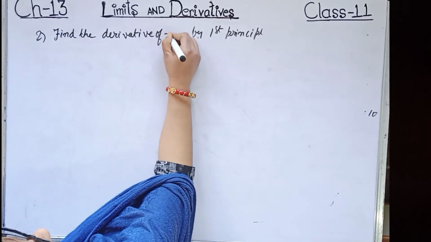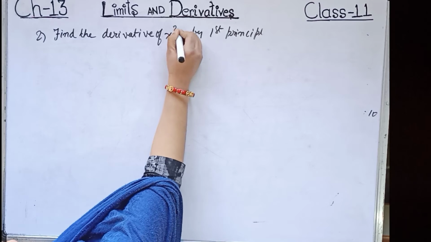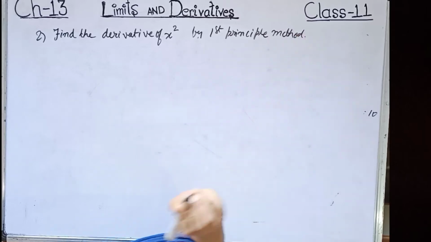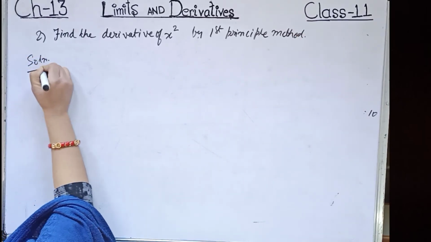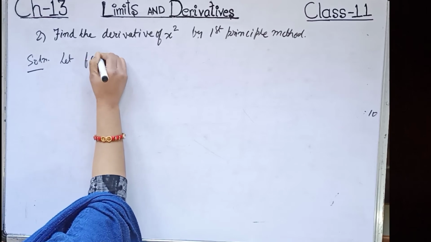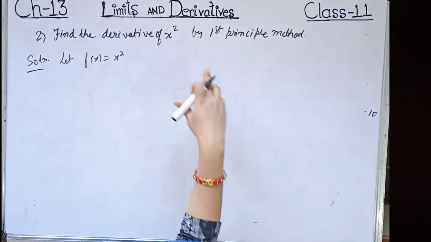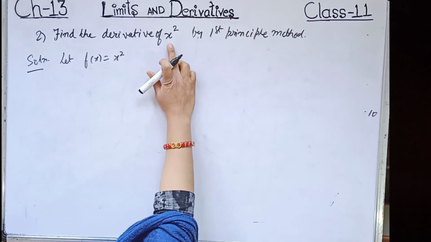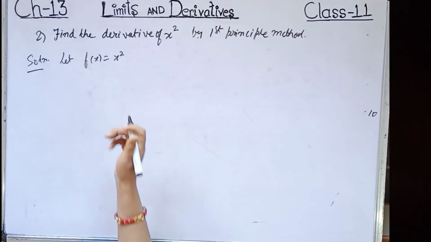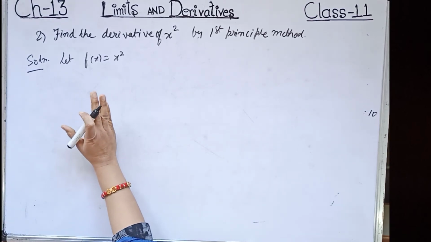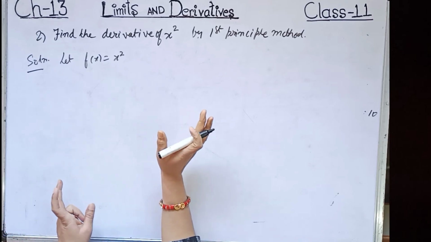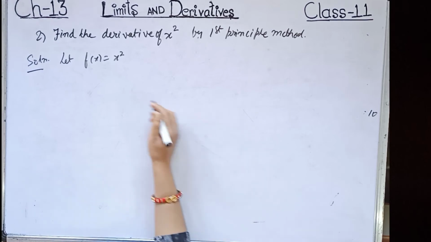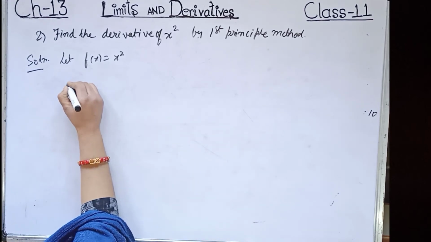Find the derivative of, suppose the second example, x square by first principle method. So same thing we will be doing. Solution, let f x equal x square. Now by the direct method, clearly it is using the n x power n minus 1 formula. The derivative of this will be coming as 2x. So that should be in our mind. If we are following the correct process, then obviously we will be getting the correct answer. But if the answer is in mind, we will be sure enough that we have done correct. Now f x equals x square we have supposed.